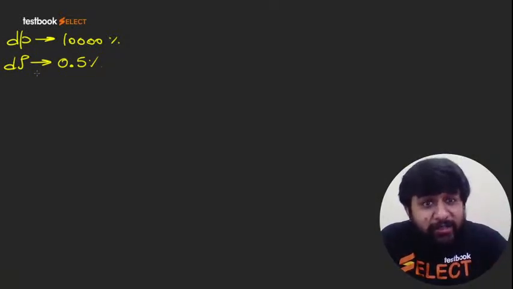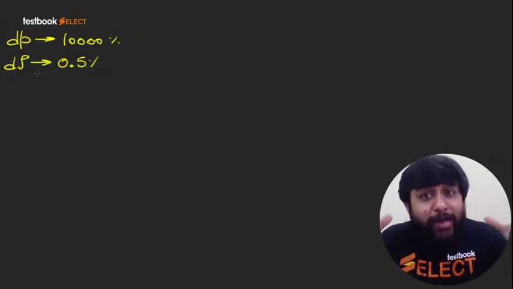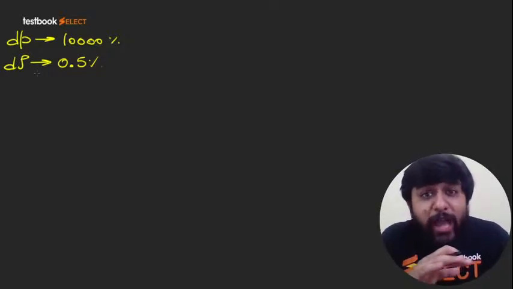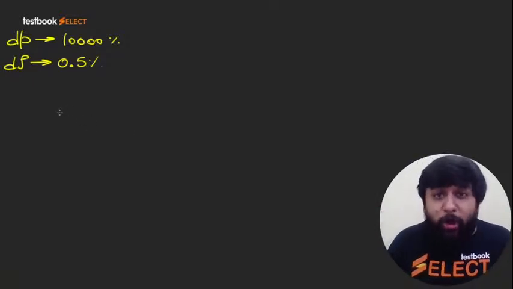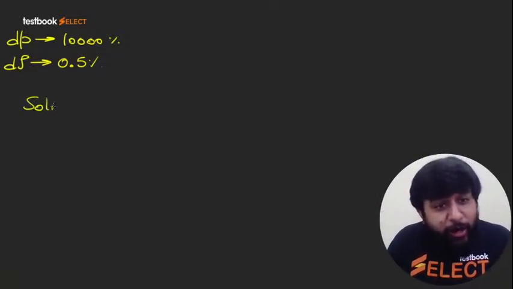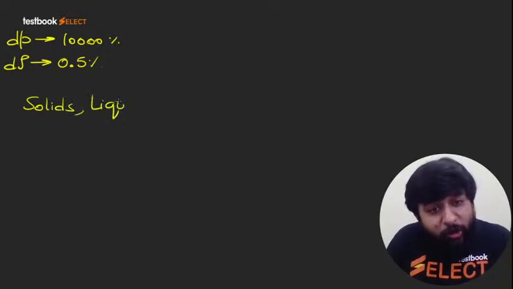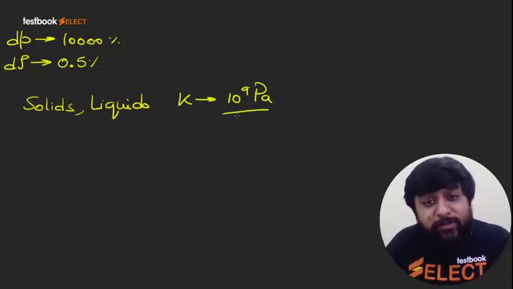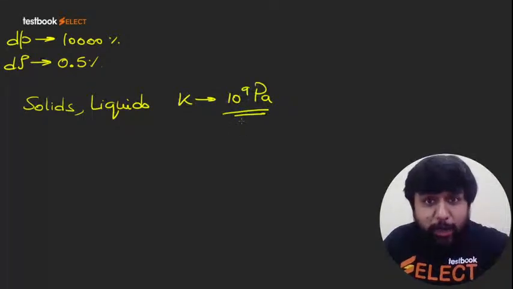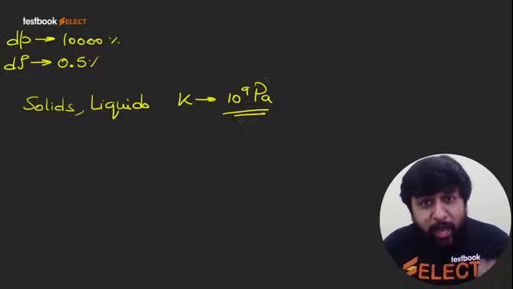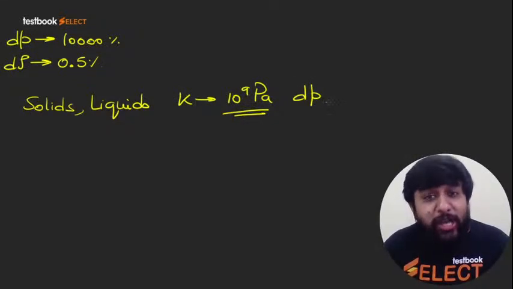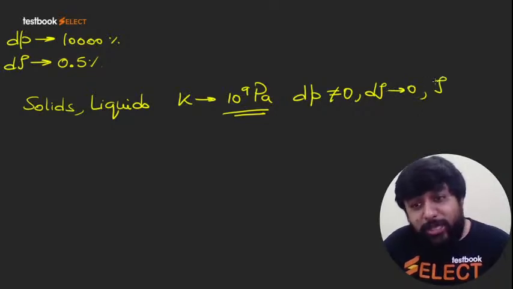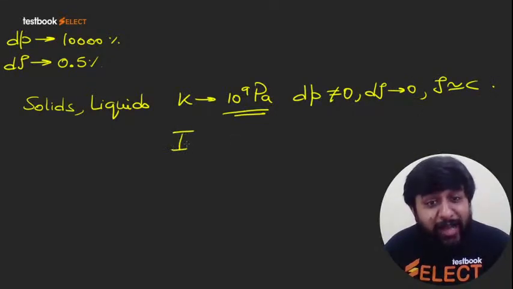Whenever you have a substance which has a high bulk modulus, then even for a large change in pressure, it is very difficult to change the density of the substance, and the density will remain nearly constant. When we talk of solids and liquids, their bulk modulus is of the order of gigapascal, 10 raised to power 9 pascal, which is a very large value. So when there is a change in pressure, the change in density is very small. The density is almost constant, so we will treat the substance as incompressible.